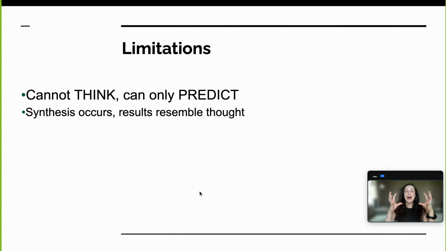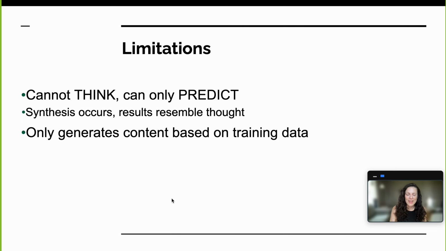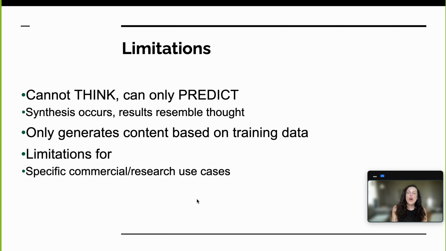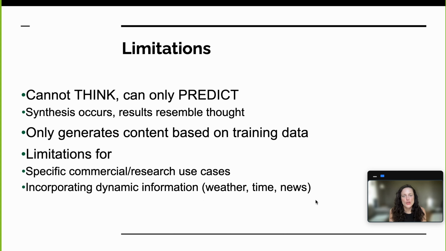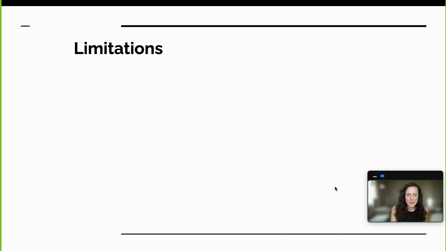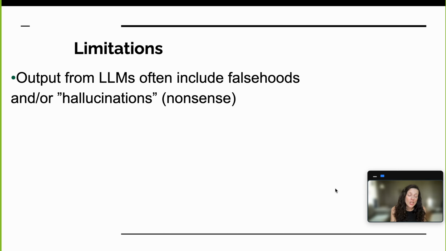However, whenever the output comes from the prompts that you give it and it synthesizes what you think the next word should be, the results often resemble thought. That being said, it does not have an internal state representation of the world. It only generates content based on training data and whatever data you then feed into it. And there are therefore limitations for some commercial and research uses, also limitations for incorporating dynamic information, and of course, private data. The biggest limitation to my mind is that these LLMs are absolutely not geared to generate truthful statements.